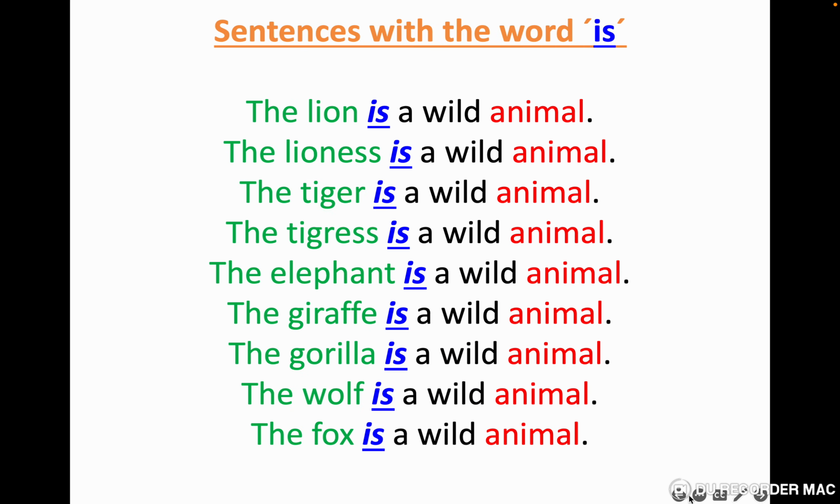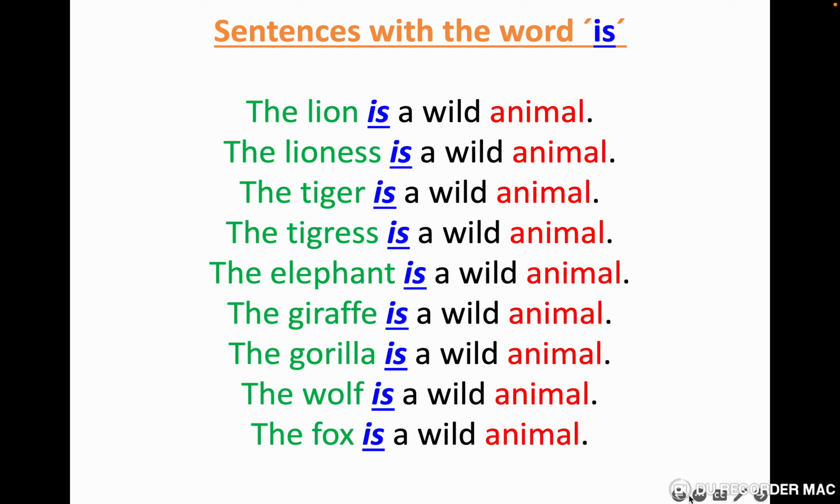Let's continue. The lion is a wild animal. So the lion is an animal and it's a wild animal. It lives in the wilderness, in the forest, in the jungle. So that's why we call them wild. The lion is a wild animal. The lioness is a wild animal. The tiger is a wild animal.